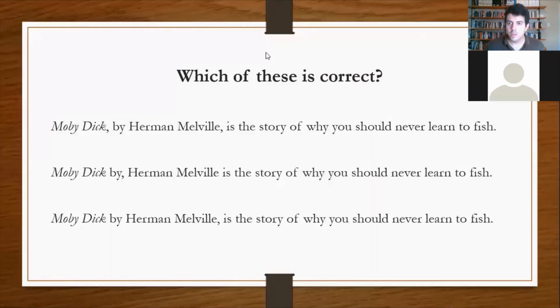Okay. So to get into our discussion about this, I'm going to give you this question. This is really why I'm having this mini lesson, because this is an issue I see frequently in student writing. This sort of sentence in an intro paragraph. Moby Dick by Herman Melville is the story of why you should never learn to fish. So which one of these is right in terms of comma placement? Where you have the commas over here, the A, B, or C. Which do you think is correct? You can put it in the chat, which you think is right.